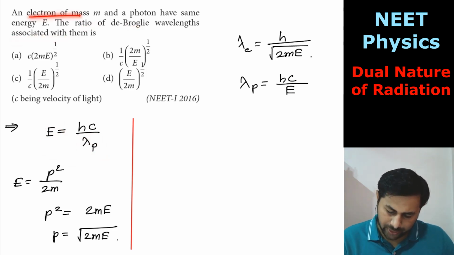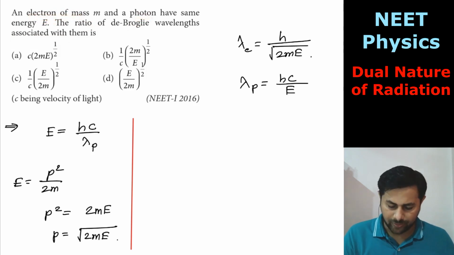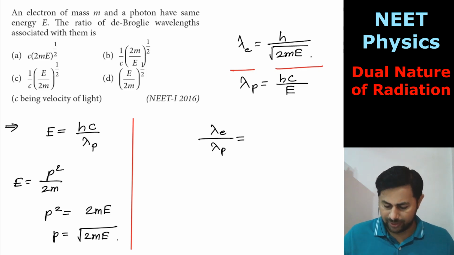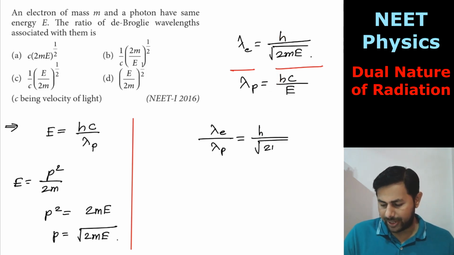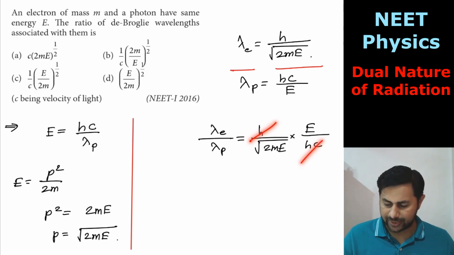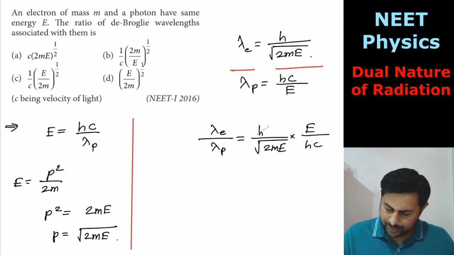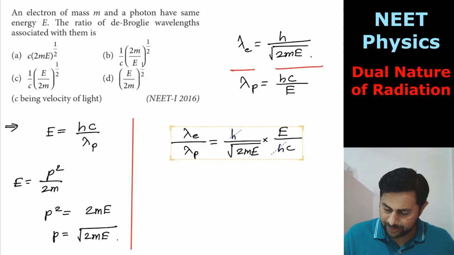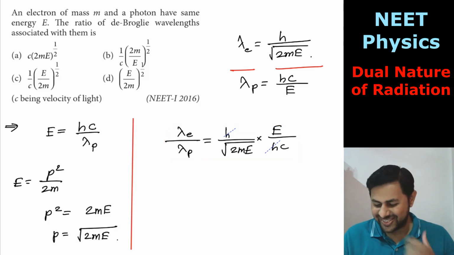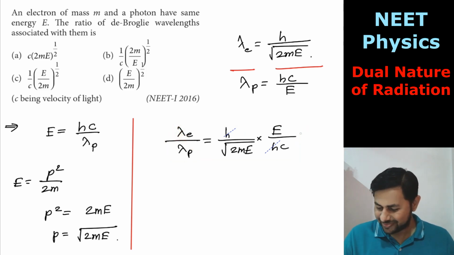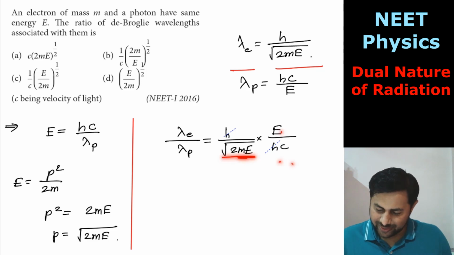So do you want electron to photon or photon to electron? Electron to photon, right? We want the ratio of the wavelength of the electron to the wavelength of the photon. So just divide this. Then we get lambda of electron divided by lambda of photon is equal to h divided by square root of 2mE multiplied by E by hc. So h and h will get cancelled, and then lambda e by lambda p is equal to E divided by this thing.